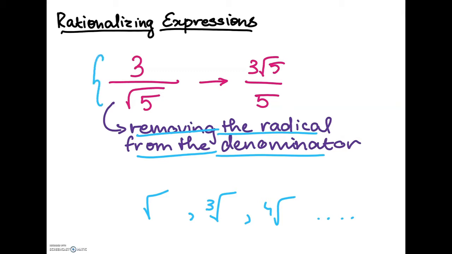So over here on the left we have 3 over square root of 5. We want to get rid of this square root of 5 in the denominator. Our final product will look something like this, 3 square root of 5 over 5. And there's a series of steps to perform when you want to remove the radical. So let's get into that.